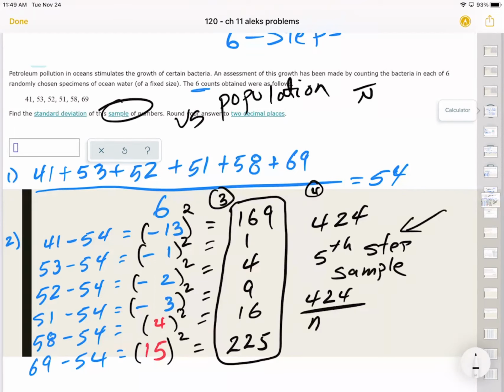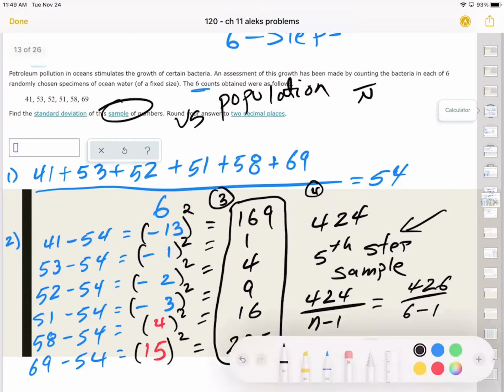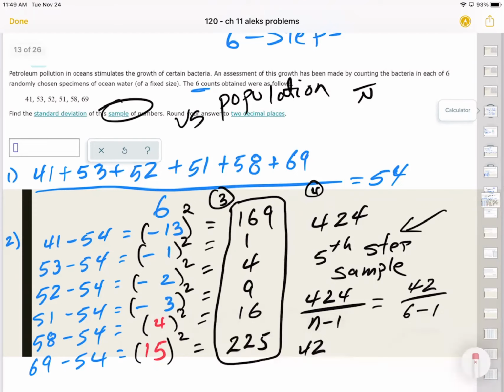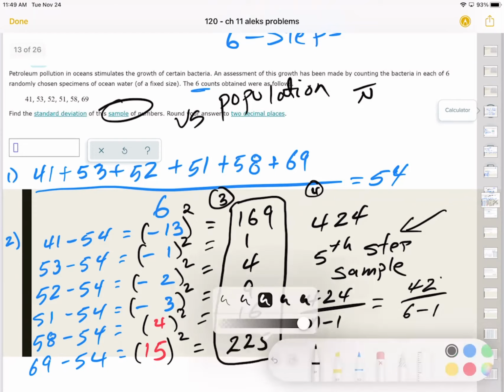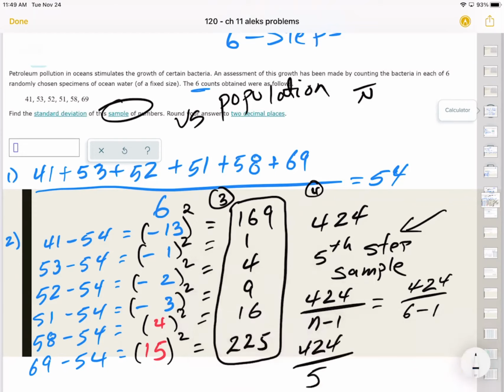Okay, so what is the n in this case? The n in this case is I have 6 minus 1. So I have 424. 424 divided by 5. And again, it's not the same because in this problem, I have 6 data, and 6 minus 1, that's where I have 5 come in. Okay. And if I divide this, I have 84.8. Okay. So again, this is the difference.